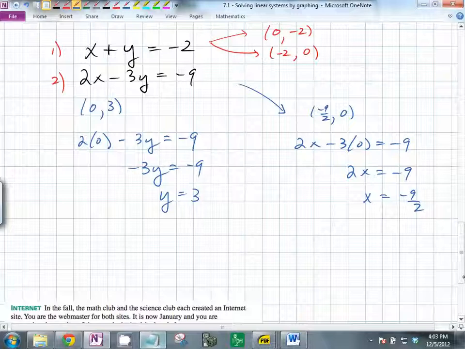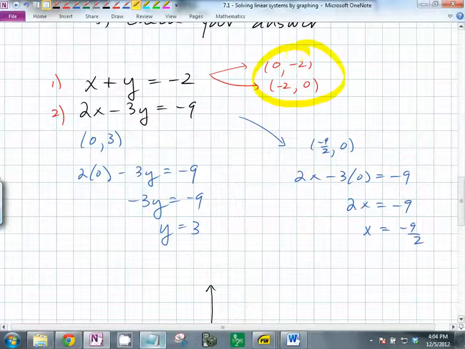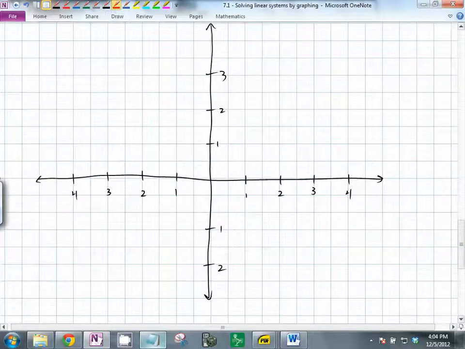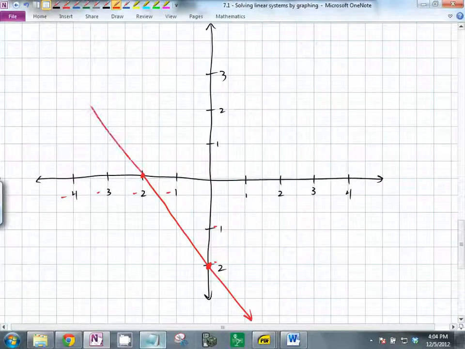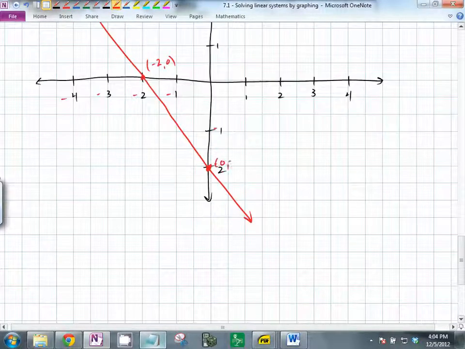So what are these lines going to look like? I'm going to start with our first line, which has intercepts at 0, -2, and -2, 0. These are all negative. Forgot some negative signs there. Negative, negative. So now let's draw this line. Not bad, not bad. So I'll write these in. You have -2, 0, and 0, -2.